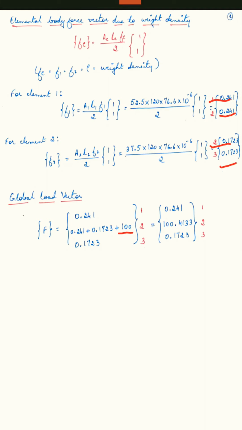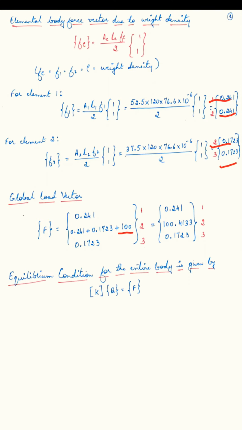So it is 0.1723 which will be taken. Now we have the global stiffness matrix, the global load vector, also the global nodal displacement vector. With all these three we can formulate the equilibrium condition. So what is equilibrium condition? It is given by K into Q equals F, as we have solved in the previous problems.